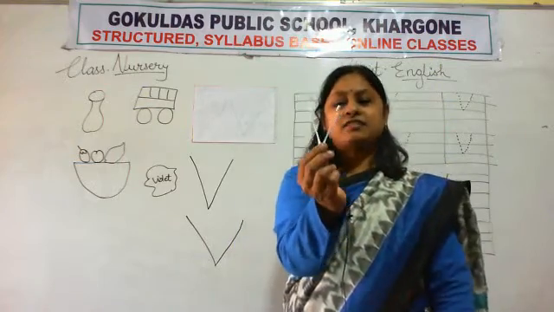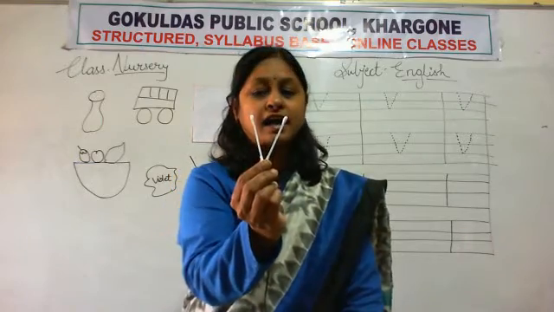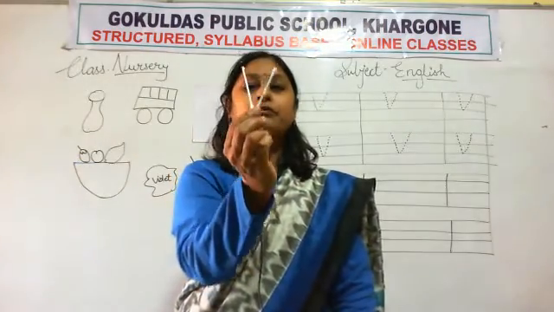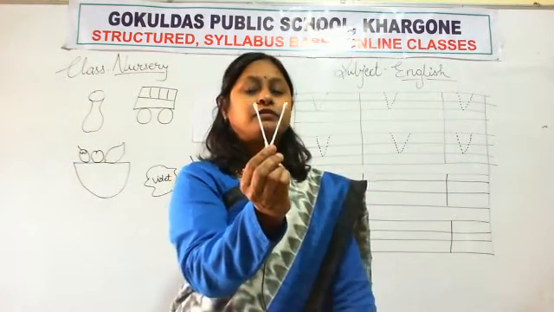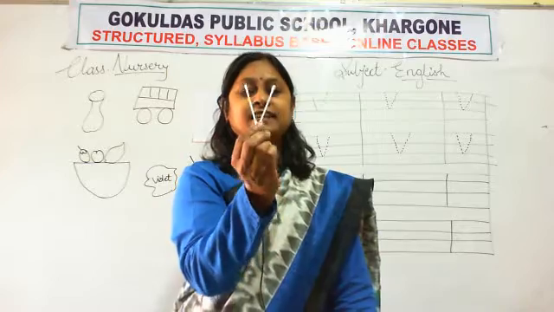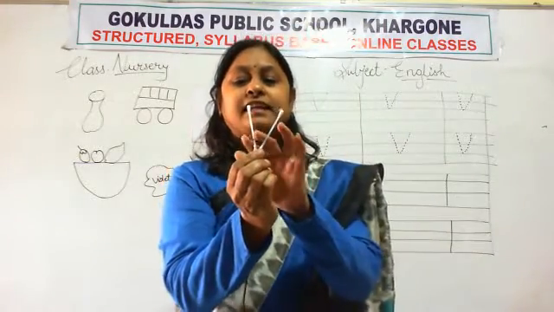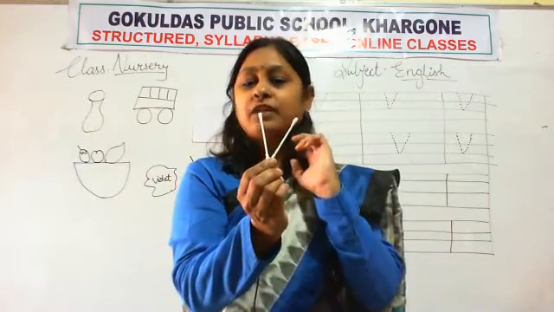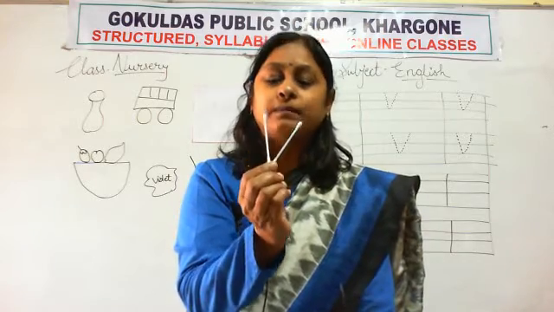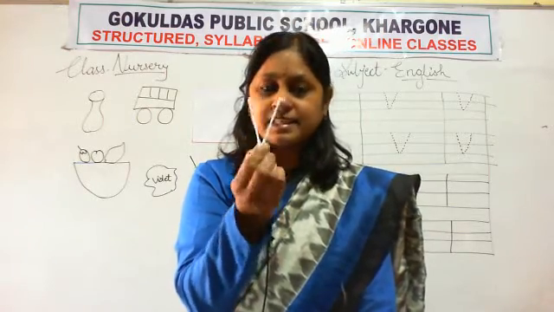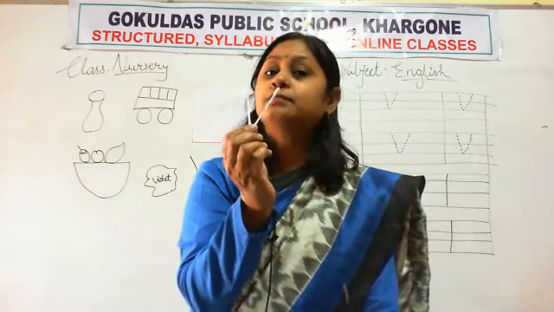Yes. Which letter is this? V. V for vase. V for van. V for victory. V for violet color. Yes. So what we will do? We will stick this slanting line on the paper and you have to stick this paper in your notebook. What is this? This is an earbud.